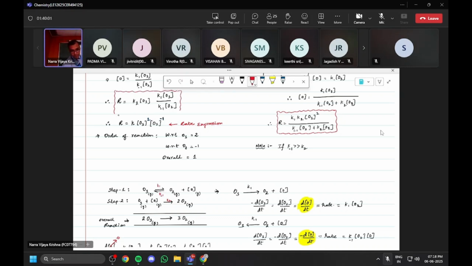Which means the intermediate method is one of the cases of the steady state method. Clear? So if K minus 1 is greater than K2, the expression is the same as the intermediate method.